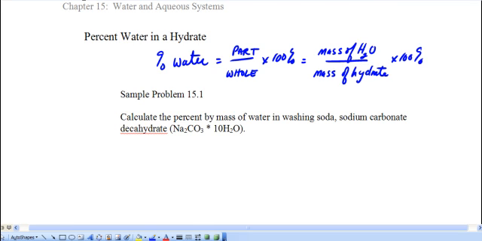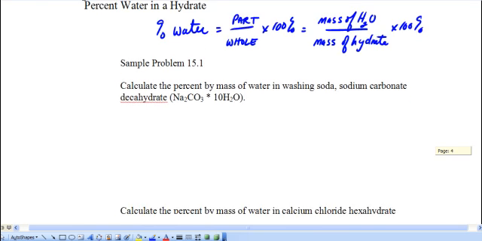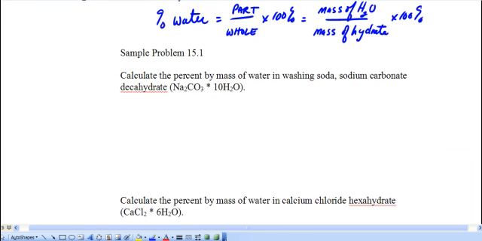So let's go ahead and calculate the percent by mass of water in washing soda, which is sodium carbonate decahydrate. So the percent water, percent H2O, will equal the mass of the water. Well, the mass of the water is going to be 10 times the molar mass of H2O, which is actually 18.02 grams per mole. So that's going to be the mass of the water in that compound.